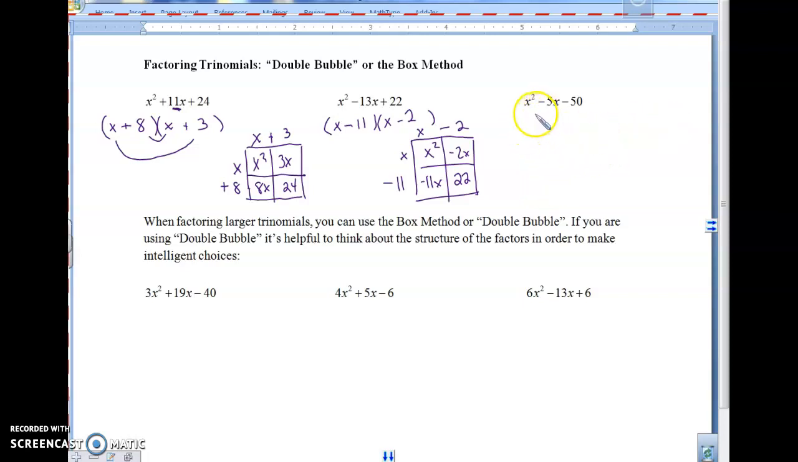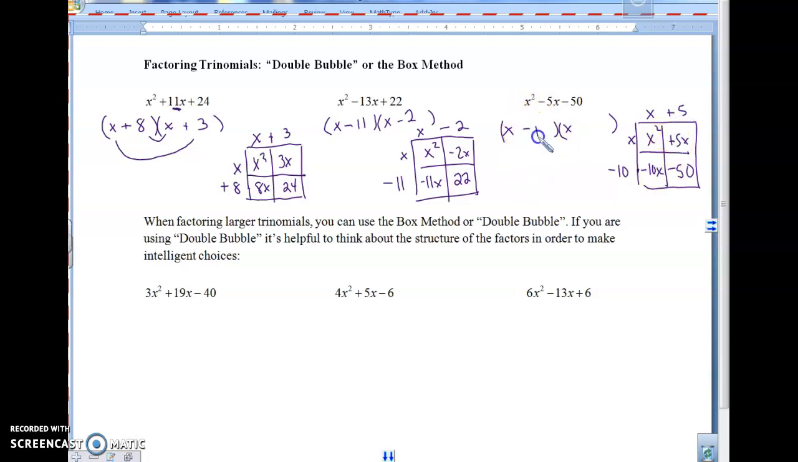And our final one here, x squared minus 5x minus 50. All right, here's my box, and here's my bubbles. So x squared is actually x times x. That's going to go in the first term. Okay, negative 50 means the signs are going to be opposite, so I've got to figure out my factors of 50 to give me negative 5. Well, I know 10 times 5 is 50, but to be negative, this would have to be negative 10 and positive 5. So when I multiply this, I get negative 10x, positive 5x. When I add those together, I do get negative 5.